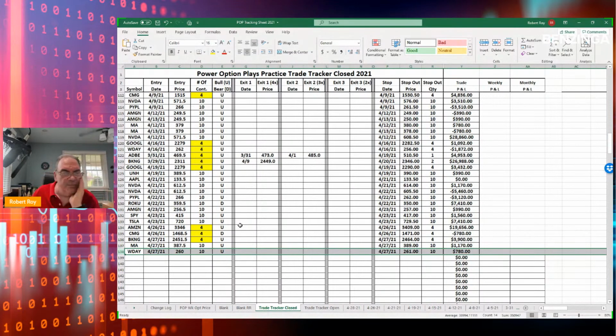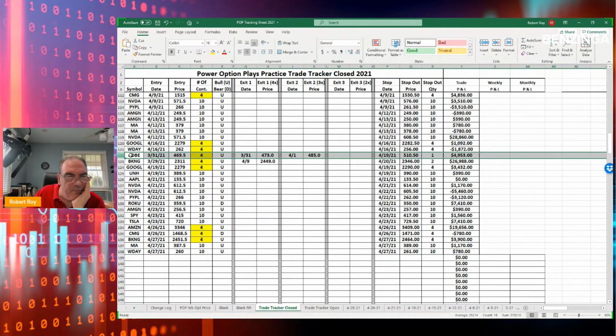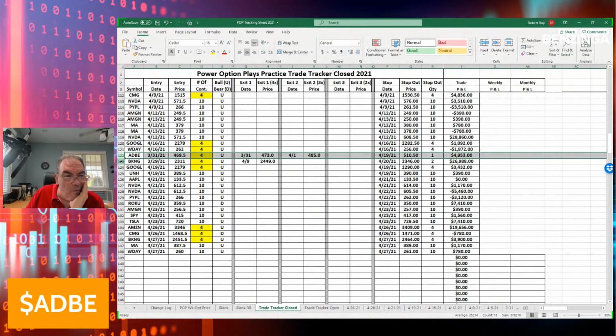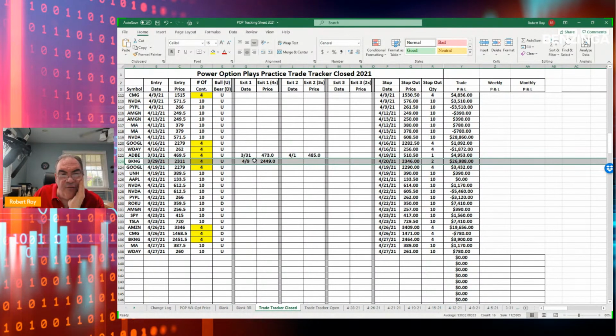Here, let's see. Adobe. We got in on the 31st. First exit was on the 31st. The next one was on April 1st, and the last one was April 19th. Booking. We got in on the 29th. Our first exit was the 9th, so it's a little bit longer. My last exit was the 20th.